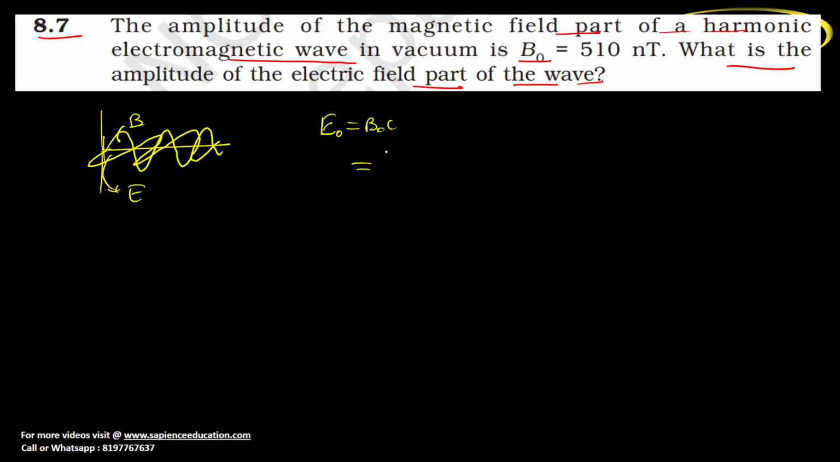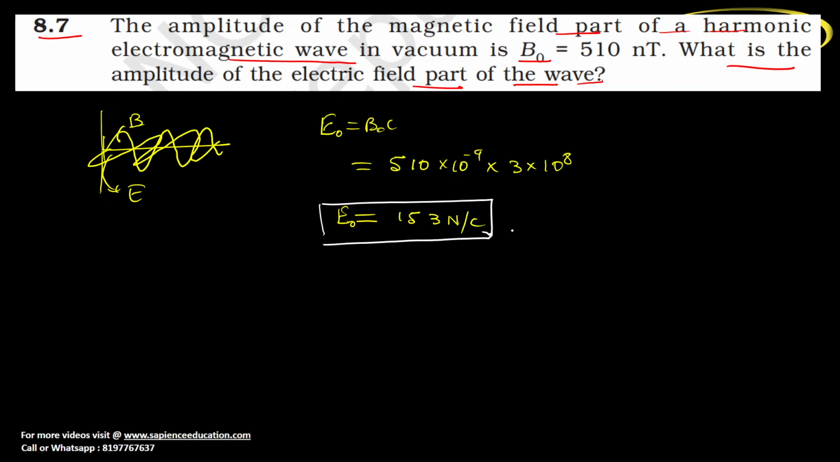So from here, the electric field part will be E naught equal to C times B naught, where B naught is 510 nanotesla. Nano means 10 to the power minus 9, multiplied by the speed of light, which is 3 into 10 to the power 8. When you calculate it, you will get 153 Newton per coulomb. Just try to calculate by your own so that it will be more learning for you. So try to calculate each and every problem by your own, don't copy and paste. Now let's go for the next question.